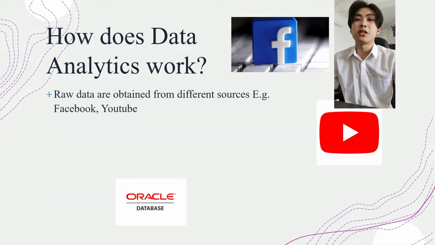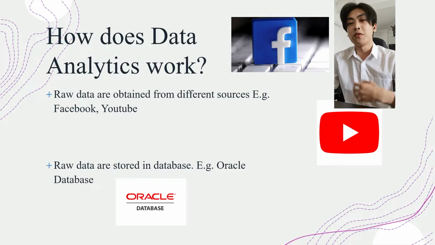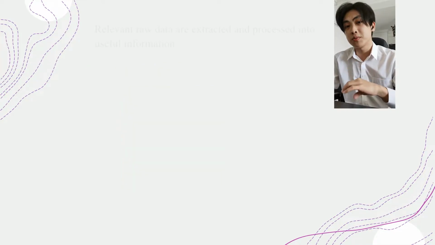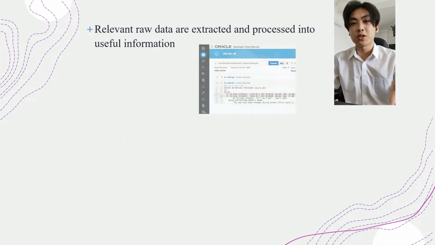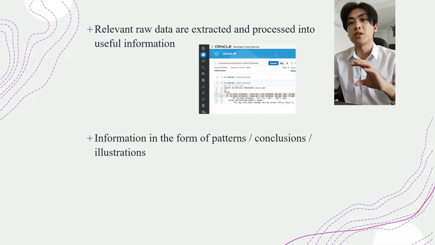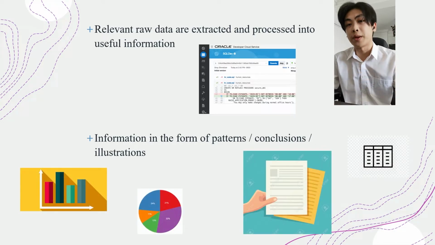So, how does data analytics work? Firstly, the data obtained is stored in a database. Then, whenever data is requested from the client side, like they ask for how many users played Mobile Legends in year 2020, relevant data will be searched and extracted from the database and tidied up to be displayed as useful information in the form of patterns, conclusions, or illustrations.